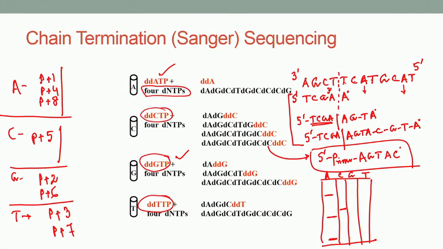Then for the G lane you will get somewhere here p plus 2 and then p plus 6, which is somewhere here, and for the T lane you will get p plus 3. That will be here, and then p plus 7. So, p plus 7 will be a little bit here, because this is your p plus 8. Now, you read it from the bottom to the top.